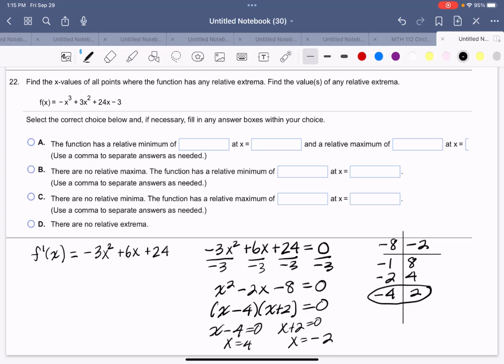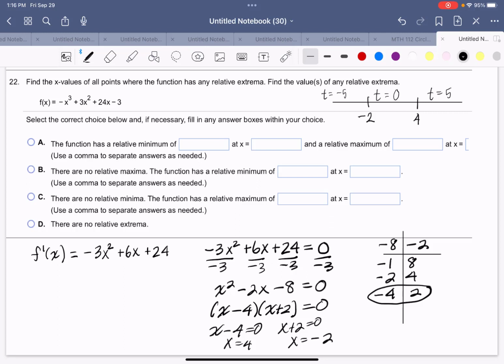So here I have two critical numbers. I'm going to put them on my number line, negative 2 and positive 4. I'm going to find my test points: t equals negative 5, t equals 0, t equals positive 5. You can pick any number within the region. I just think 5s and 10s and 0s are easy, and that's usually why I pick those.